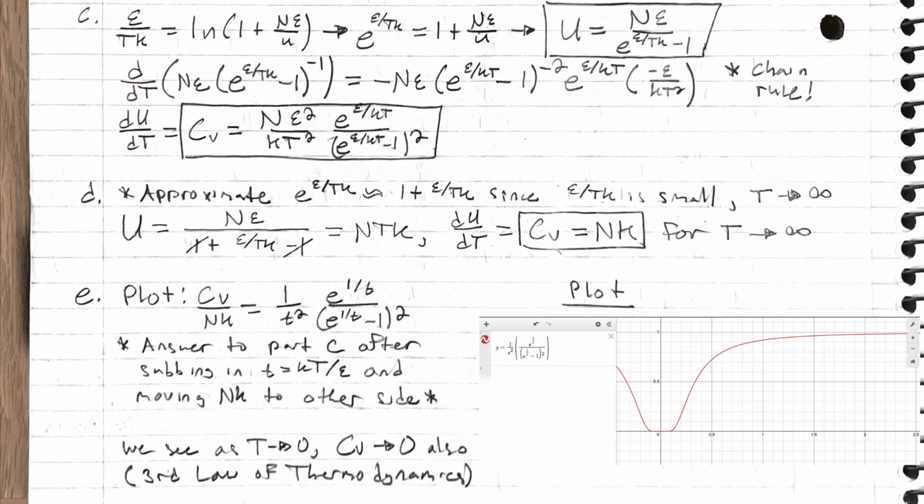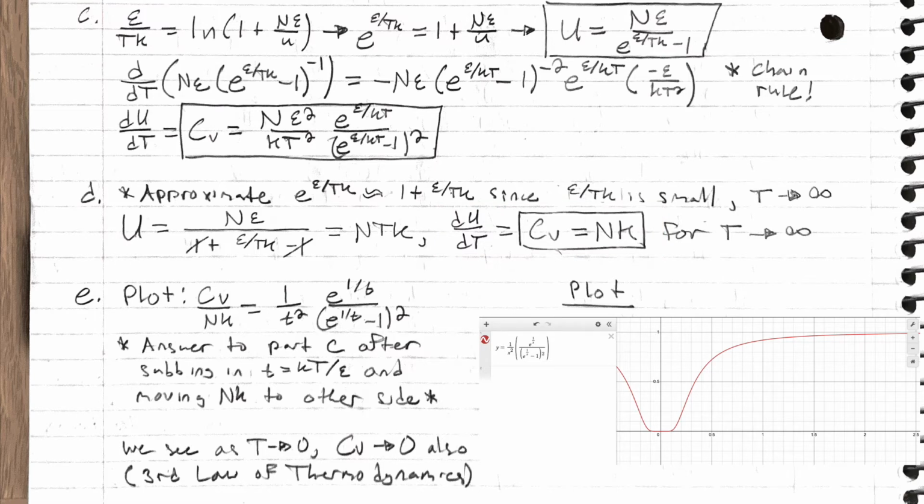Next, we need to use an approximation for when T is large. So we can use that equation for U as a function of temperature from earlier and approximate e to the epsilon over kT. We approximate that as 1 plus epsilon over kT. So we have U equals NkT, and then we just have to take that derivative with respect to temperature to get heat capacity, so we get the desired result of Nk.